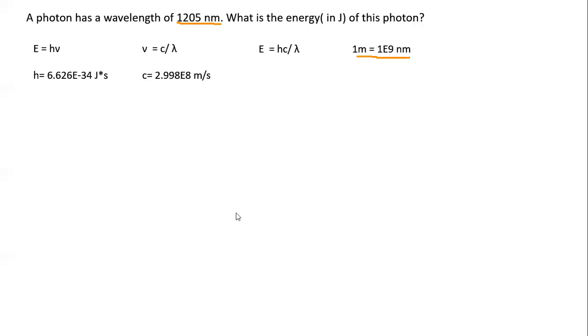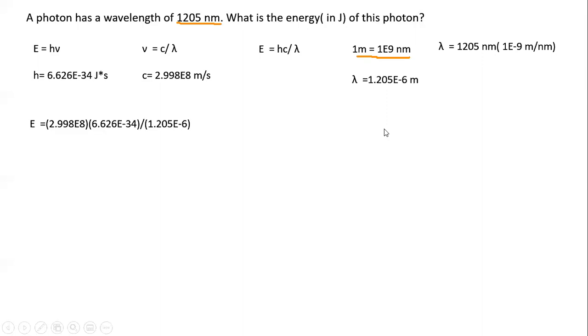And so to do that, we know that 1 meter is 10 to the ninth nanometers. So 1 nanometer is 10 to the negative 9 meters. So we take 1 times 10 to the negative 9 times 1205, and we get the lambda in meters. Make sure you do this conversion, because to use this equation, lambda has to be in meters.